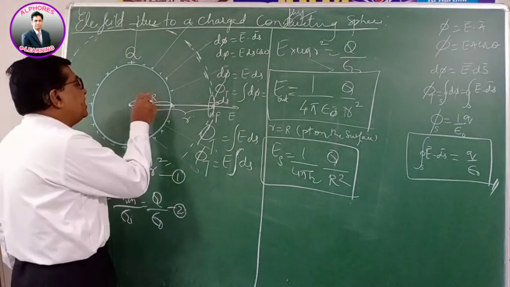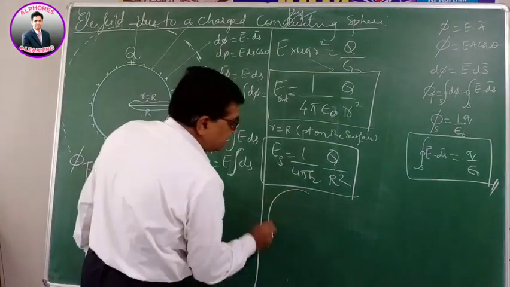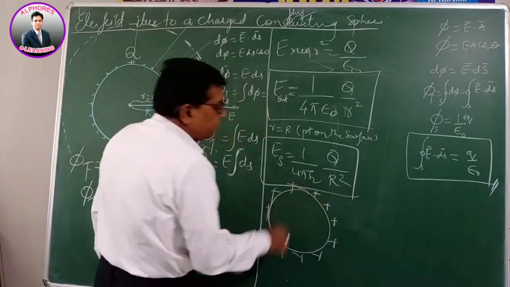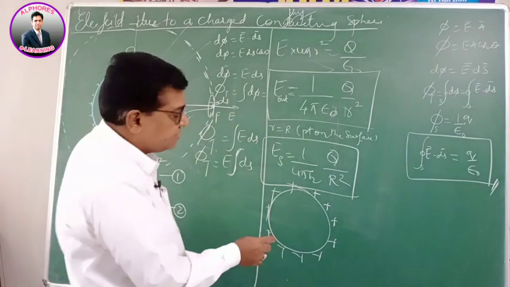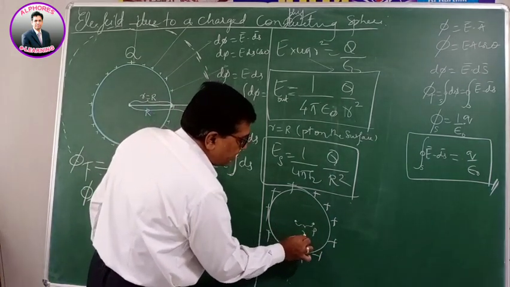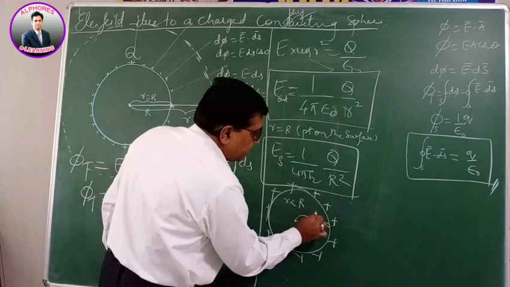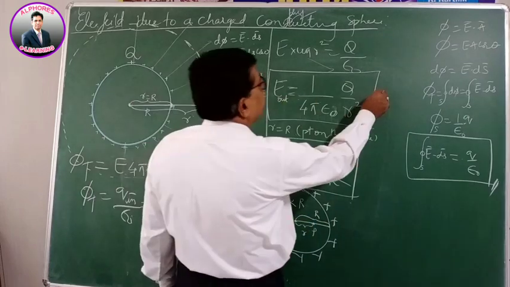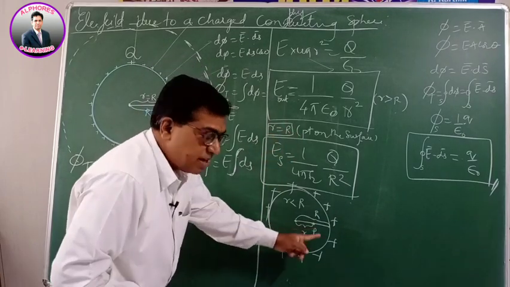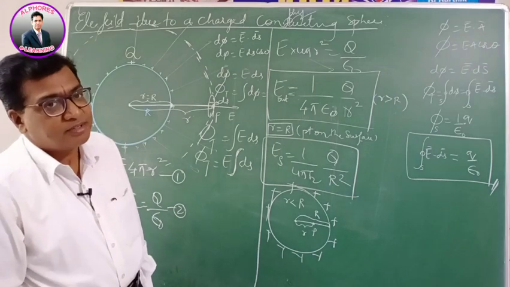Now if I imagine a point inside the sphere, this is the charged conducting sphere. I was telling you, for a charged conducting sphere, charge exists only on the surface. If this is the center, and I imagine a point P inside at a distance small r less than capital R, where capital R is the actual radius of the sphere. This is the electric field for r greater than R, and this is the electric field for r equal to R. If I imagine a point inside, the distance of the point is r less than R. Then how about the field here?